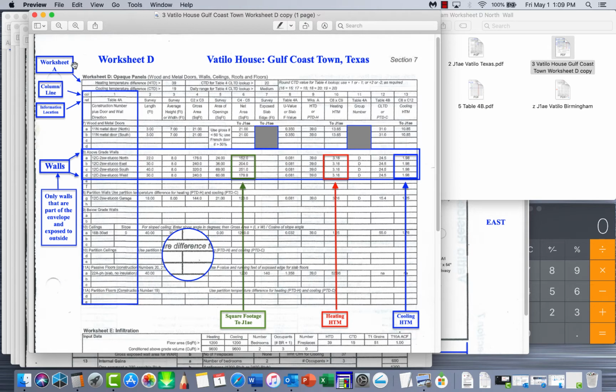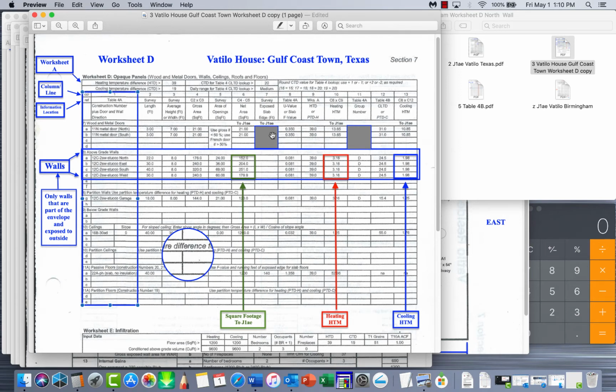As always, we'll have our HTD, CTD up here at the top of it, and we'll get that information from Worksheet A that we did. And remember, these are columns, so this is column 1, and then of course this would be column 2, 3, 4, 5, 6, 7, and we always want to work from left to right. And of course, the information location, this little area in the column right up under the column number, is going to tell you where to go and get this information from.